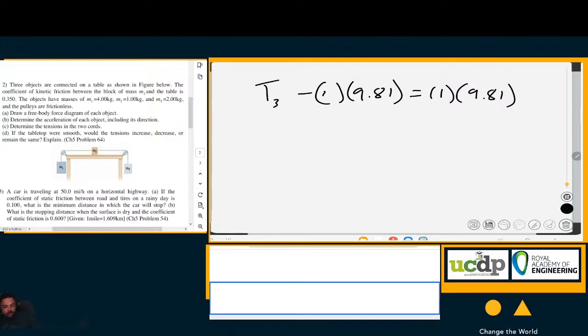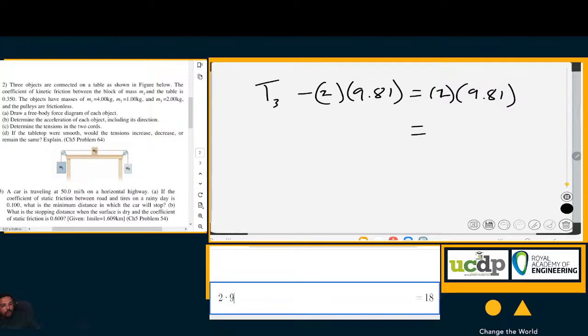I may have missed something here. This is for tension 3, it's going upwards, and its mass is going downwards. Oh, is the mass still? No, M2 is 1. M3 is 2, sorry. So there should just be a 2, 2, and there should be a 2. And the acceleration in this case, the block is moving upwards, so the acceleration is fine. So it's 2 times 9.81.